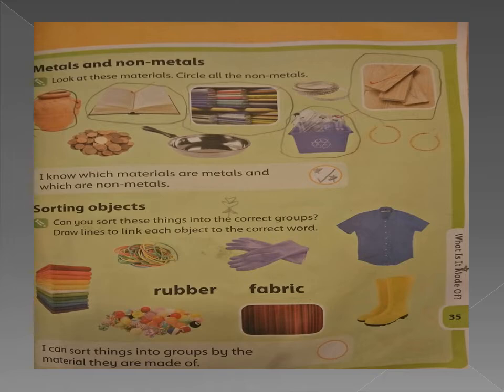Then there are copper coins. Copper is a metal, so you don't have to circle the coins. Then it's a pan. The pan is made up of steel and steel is a metal, so we don't have to circle the pan. Then there are plastic bottles. Plastic bottles are non-metal, so you have to circle them. Then there are gold earrings. Gold is a metal, so we don't have to circle it. I know which materials are metals and which are non-metals.